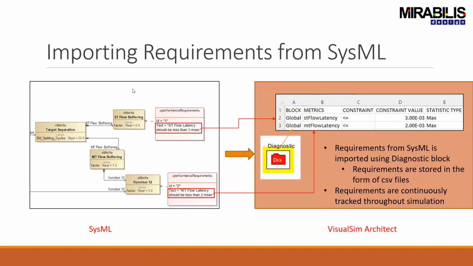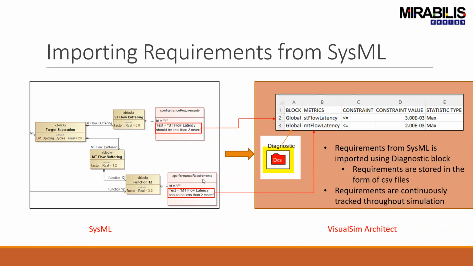So here we are seeing how the requirements are imported from SysML. So these were the requirements specified on the SysML side. There were two requirements specifically. One was the ST, meaning the static tracking flow latency should be less than 3 milliseconds. The moving target flow latency should be less than 2 milliseconds.